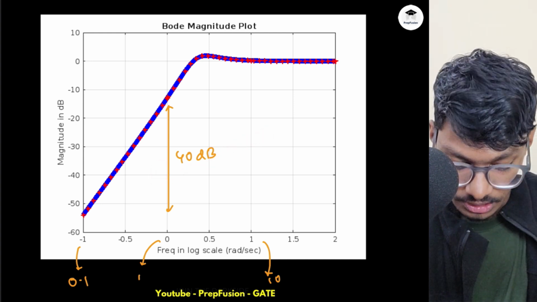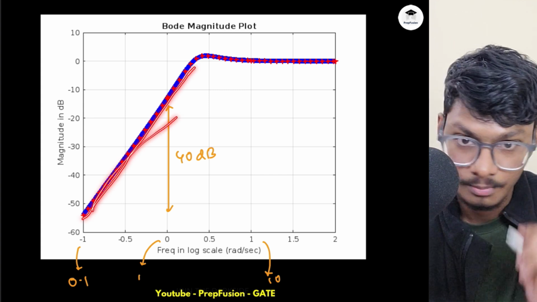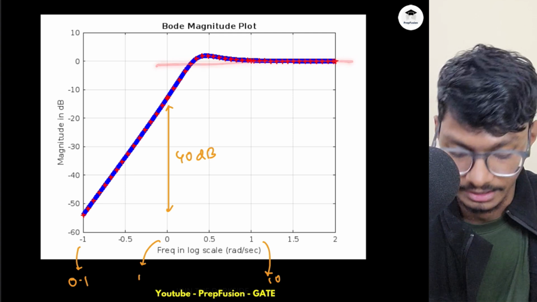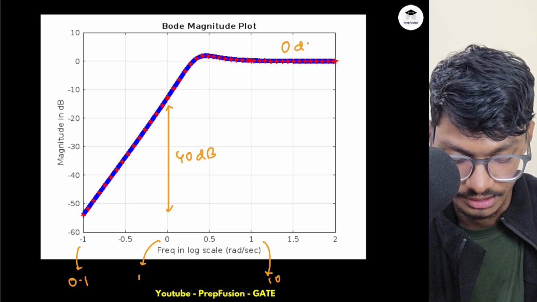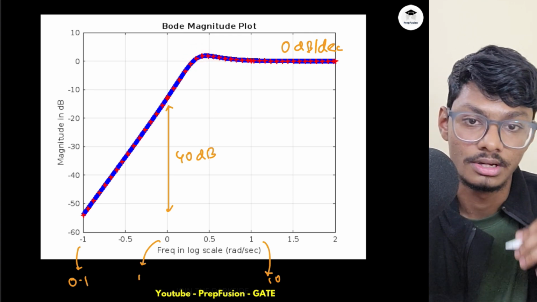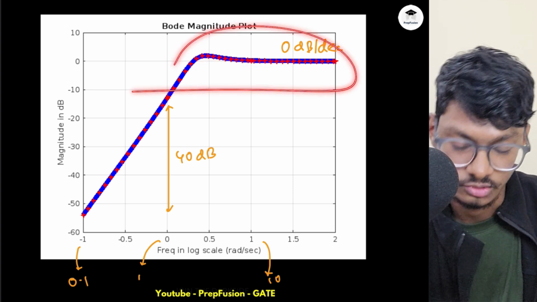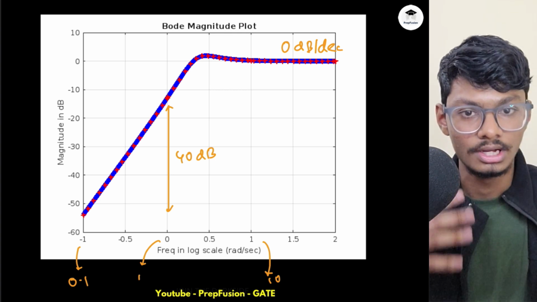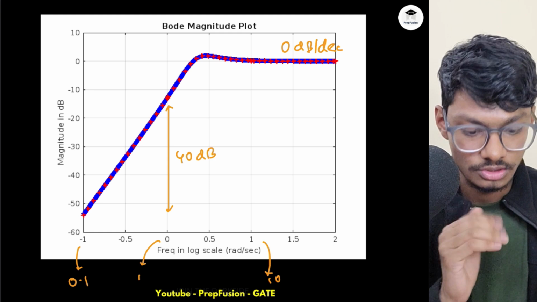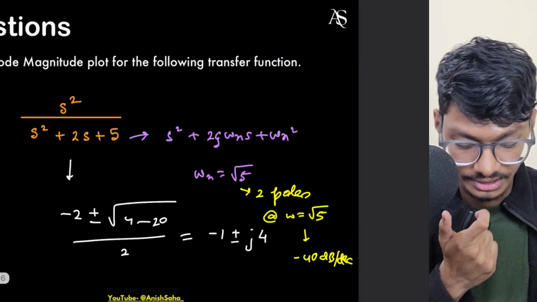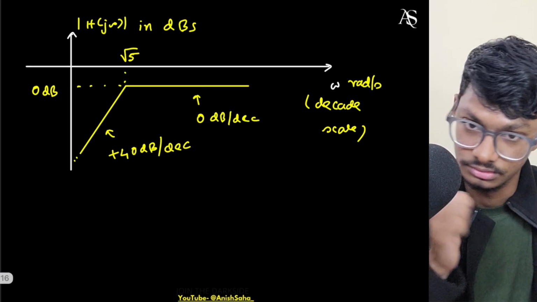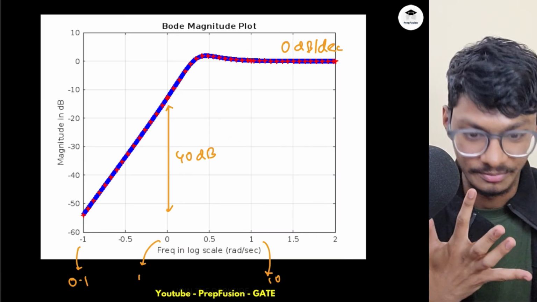So again, this is correct, right? This is correct, because this slope is plus 40 dB per decade, and here my slope becomes almost 0, because this is a flat, constant line, 0 dB per decade. That means after this portion, this is contributing minus 40 dB per decade, and overall my slope is becoming 0 dB per decade. So our approximation is correct, that the Bode magnitude plot should give a minus 40 dB per decade after this corner frequency under root 5. So that is the first thing, that is why we do the approximation.